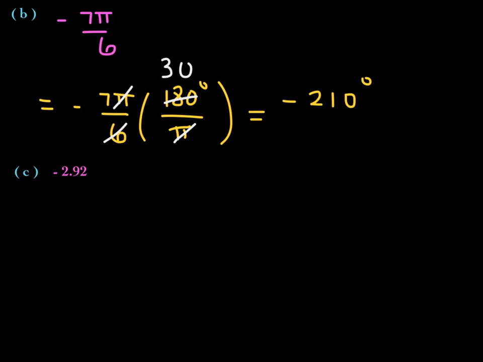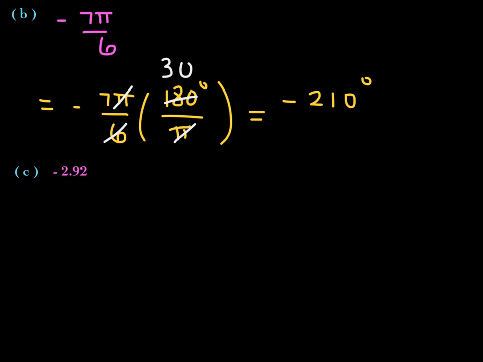Now notice the next angle is negative 2.92. You do not see a degree symbol up here. You also don't see the word radians. So this is what I mean. When they give you an angle like this, where neither the degree symbol nor the word radian appears, you must assume that this angle is given in radian measure. Okay, that's very important.